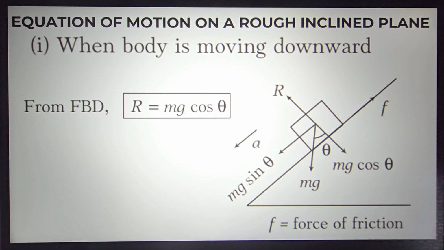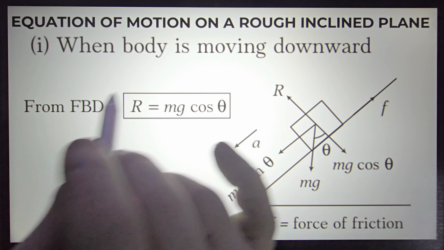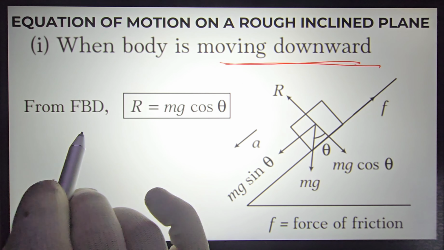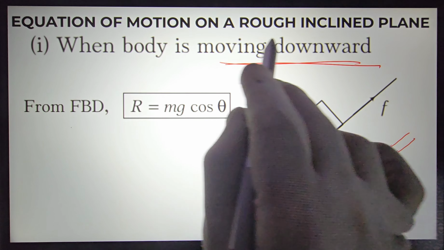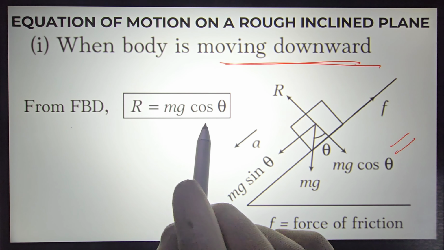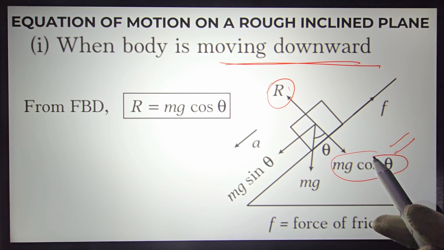Now the next topic is equation of motion on a rough inclined plane. So let us discuss this topic. When the body is moving downward, from the free body diagram you can easily say, because we are discussing the equation of motion on a rough inclined plane, R is equal to mg cos theta. We can see from this diagram that this is the reaction, which is equal to mg cos theta, right?